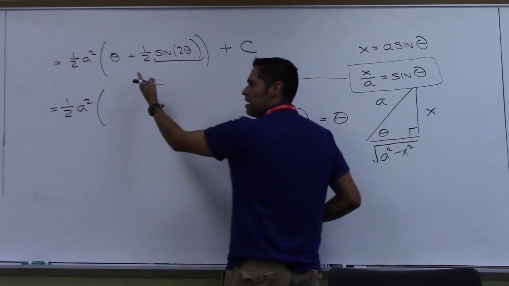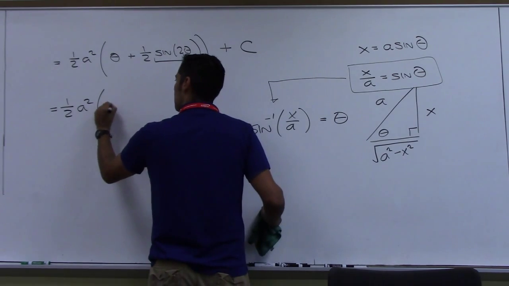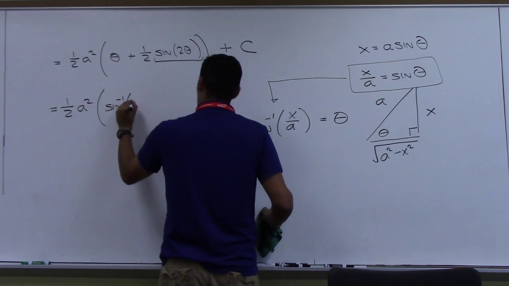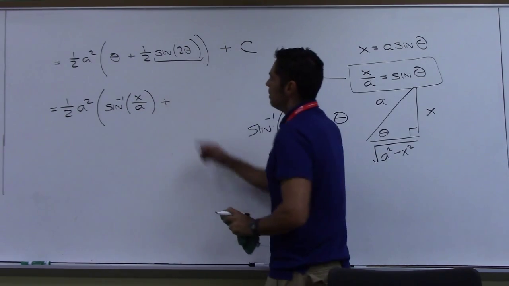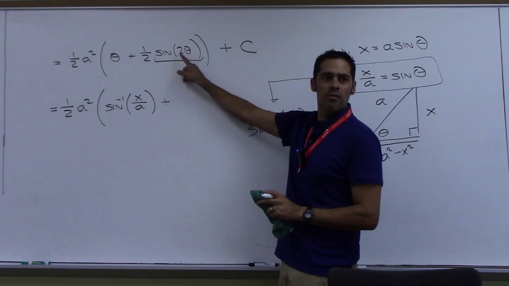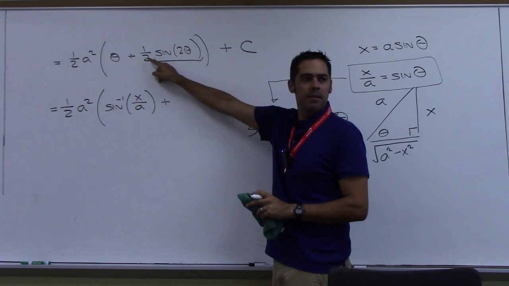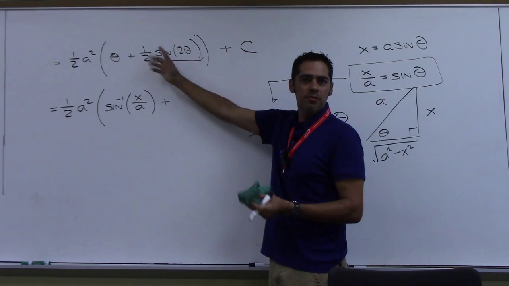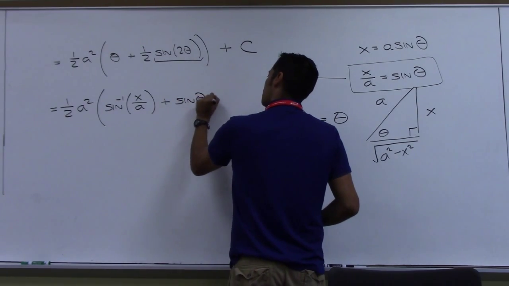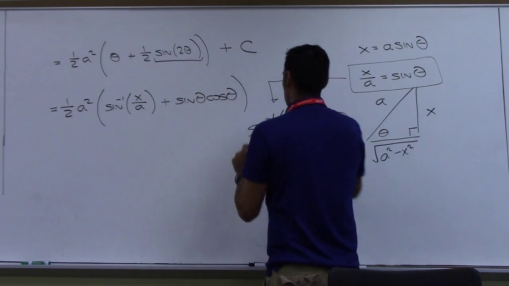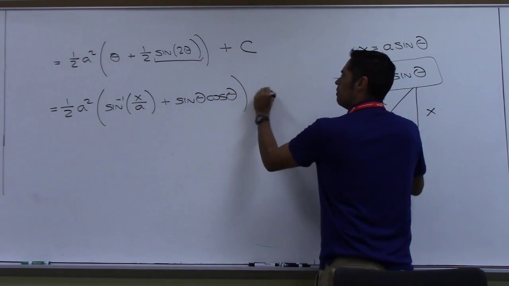Should I replace the theta now? Is that okay? Sine inverse x over a, and then plus, this is going to become 2 sine theta cosine theta, but the 2 is going to have to be multiplied by 1/2, so the 2 is going to go away. So I'm just going to have sine theta cosine theta. Any questions on where I got that from?